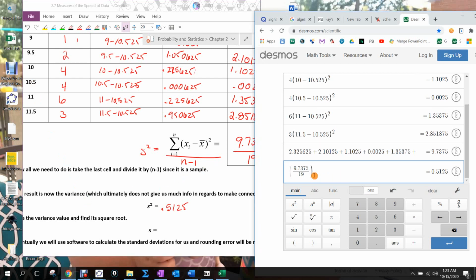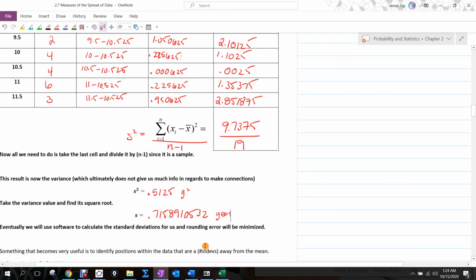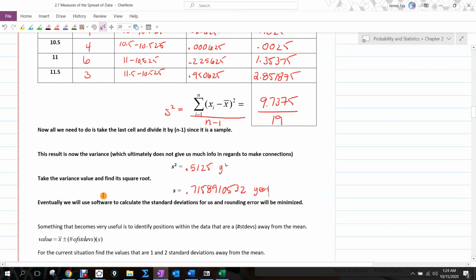I'm just going to do it this way. This is the nice part of having some college algebra or algebra 2 experience: square root is the same thing as raising to the 1/2 power. So we get 0.7158910532. Remember, this was years squared, and now this is years. Eventually we will use some software to calculate the standard deviations for us, and the rounding error is going to be minimized. There's no rounding error until we got to the square root, obviously, because that's an irrational number.